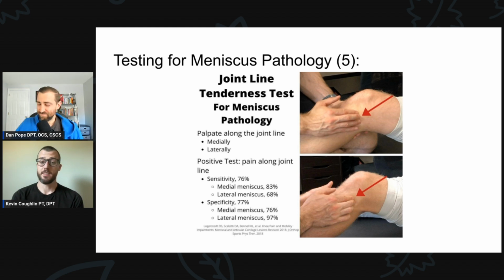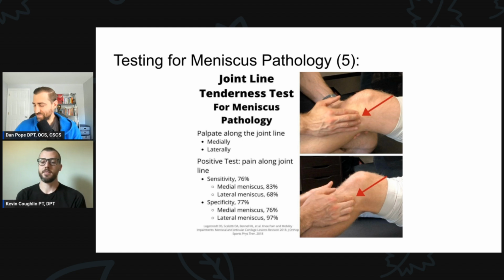Just in terms of the sensitivity, the medial meniscus is 83%. The lateral meniscus is 68%. So that's kind of fair. If they're testing negative, perhaps we don't think they have a tear, that's something to consider.